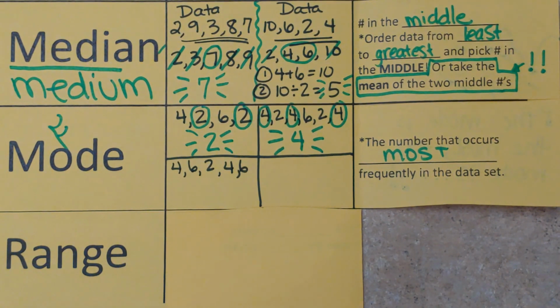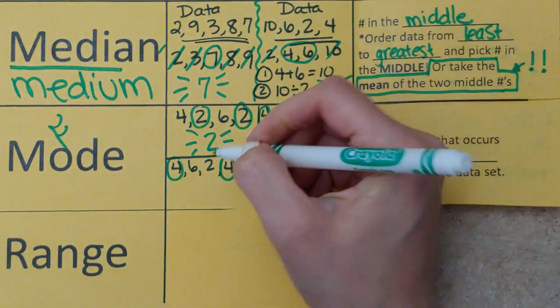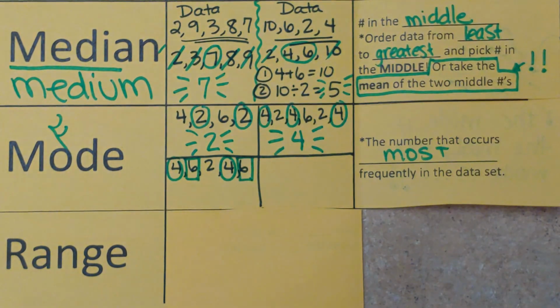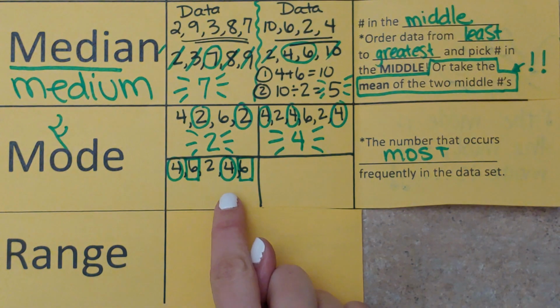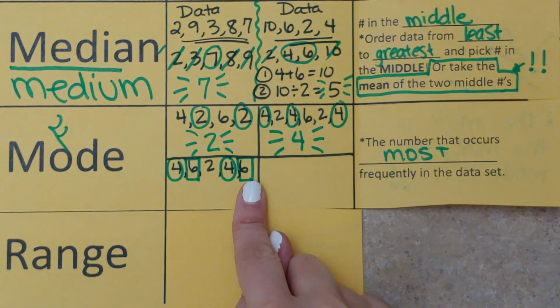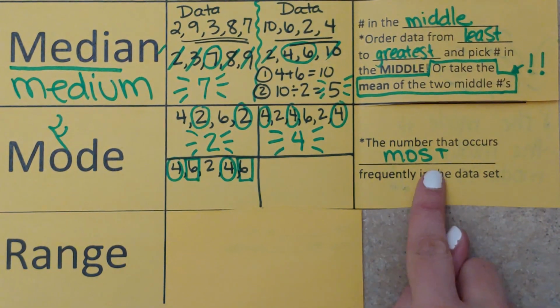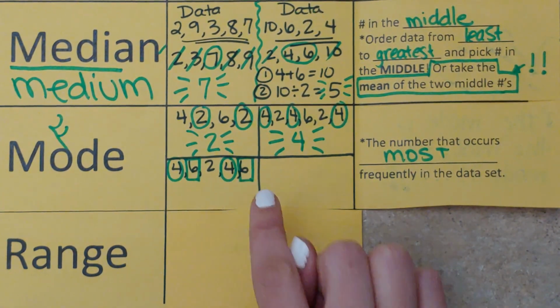All right, now another example: 4, 6, 2, 4, 6. Well, we obviously know it's not 2 because that only appears once. We've got 2 4s and 2 6s. Someone in class recently said, since 4 and 6 both appear twice, 6 should win because it's the bigger number. Well, go back to the definition. Does 6 appear the most often? Not really, because 4 is also there.